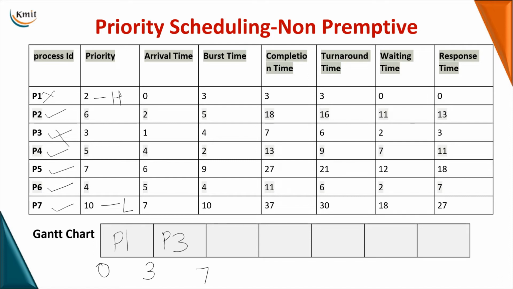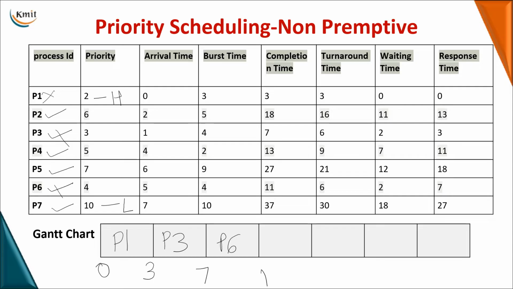So when you go for checking the priority of the process, since all of them are available, among these is 6, 5, 7, 4, 10. Now we'll go for P6. What is the burst time that is allotted to P6? It is nothing but 4, which leads to 11, 7 plus 4. Now I'm already done with P6.